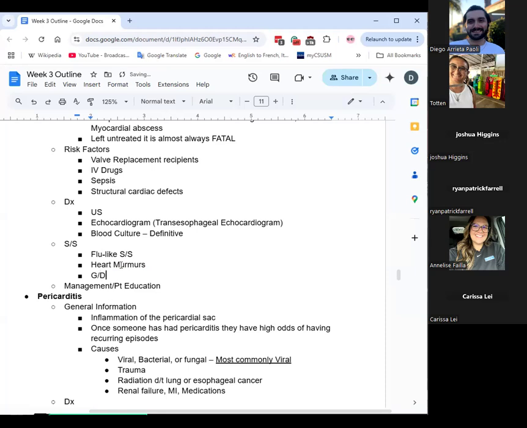So heart murmurs, heart failure signs and symptoms, so we're talking about peripheral and pulmonary edema. Oh wow. Yeah, people die of the flu. That's true, it sucks. That's why getting the flu shot can help a lot.